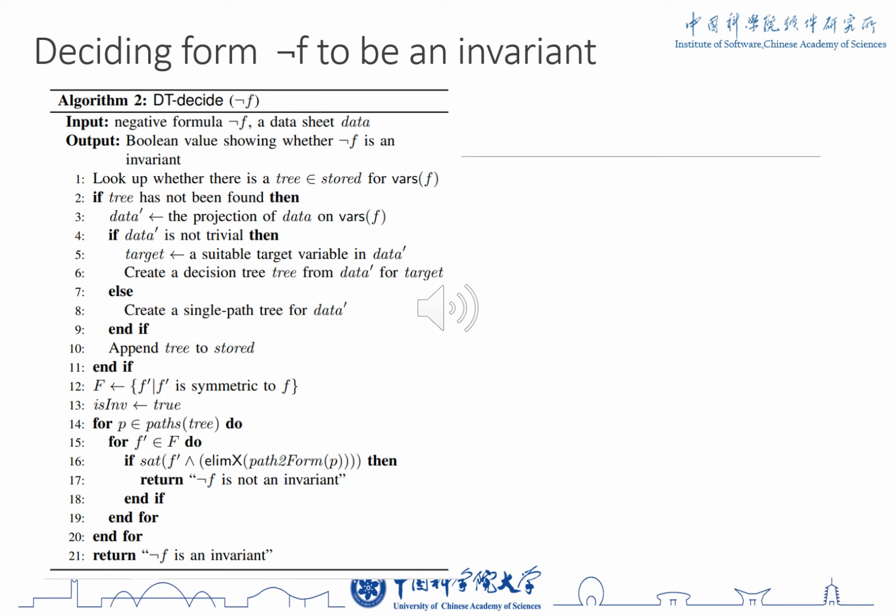In order to verify that a formula in the form of negation f is an invariant of the protocol instance, we call algorithm 2 and construct a decision tree to decide it. We only select the subtable data0 which contains just the columns covering variables of f and use it to create the decision tree, see line 3. For each path, we transform this path into a formula and conjoin it with any symmetric form of f. If it is satisfiable, then a counterexample is found.